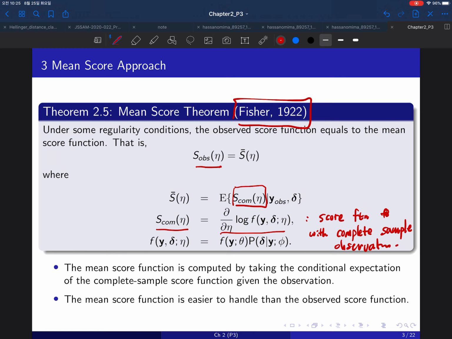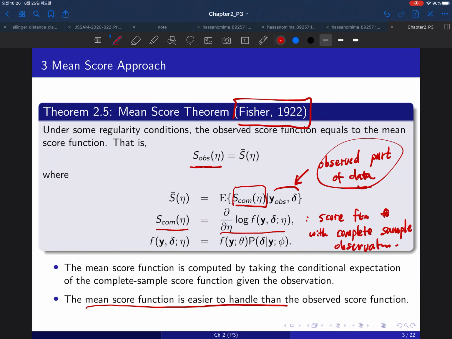And so the observed score function can be obtained by taking the conditional expectation of the complete sample score function conditional on the observed data. So that's the message, and it turns out that this is much easier to handle than the observed score function.